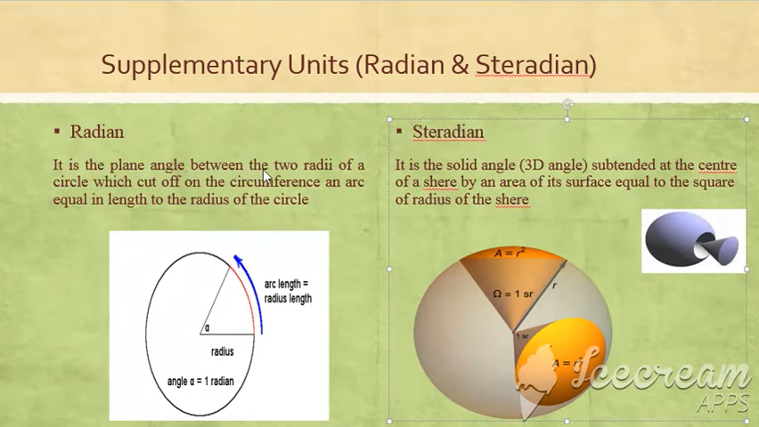It is the plane angle between the two radii of a circle which cut off on the circumference an arc equal in length to the radius of the circle. Just look at the diagram. This one is a circle which is drawn on a plane, means it is two dimensional, x and y. Radian is the plane angle. Just concentrate on this between the two radii of the circle.